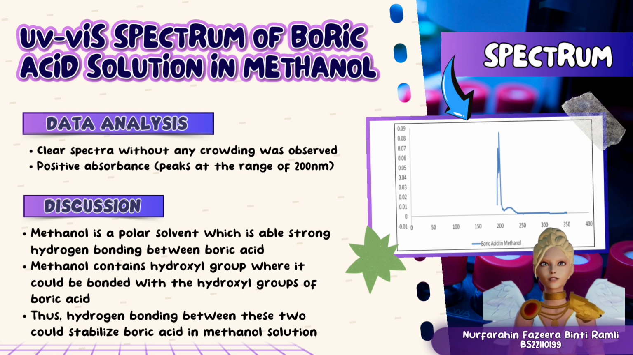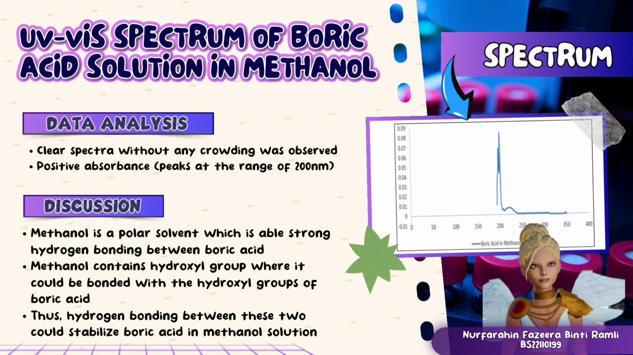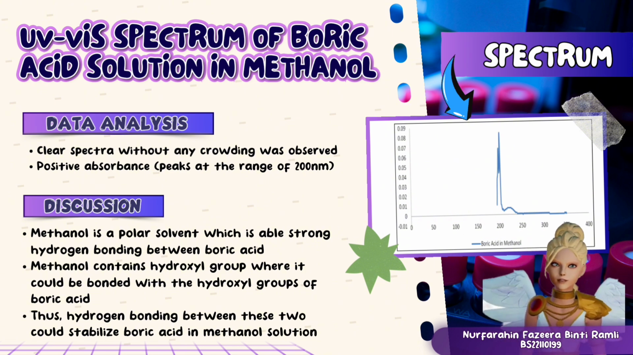For the UV-vis spectrum of boric acid solution in methanol, the data analysis from the spectrum shows clear spectra without any crowding and also shows positive absorbance where the peaks are at the range of 200 nm. This is because methanol is an alcoholic solution, which is also a polar solvent that enables strong hydrogen bonding with boric acid. Also, methanol contains hydroxyl groups that could bond with the hydroxyl group of boric acid. Thus, hydrogen bonding between these two could stabilize boric acid in methanol solution.